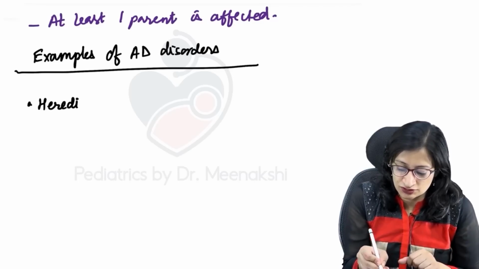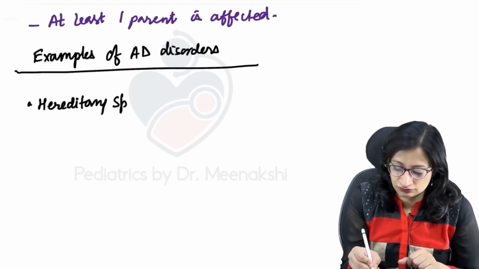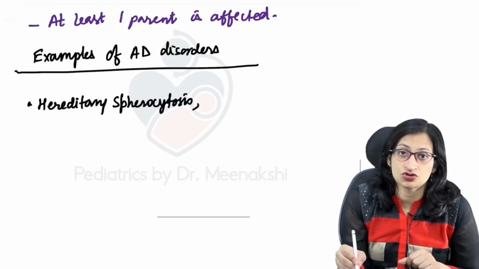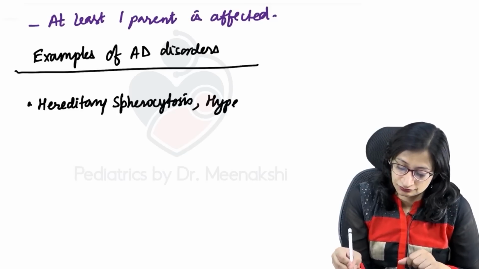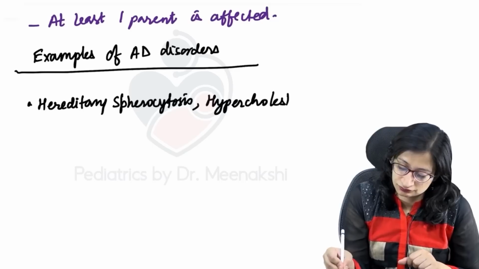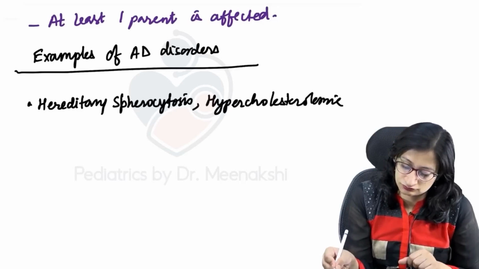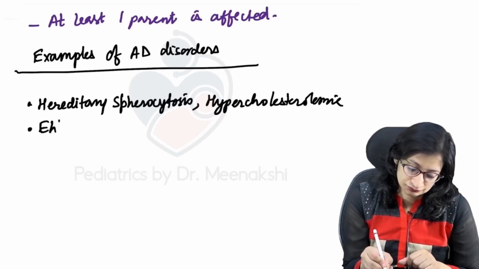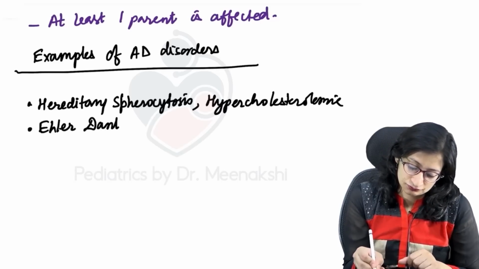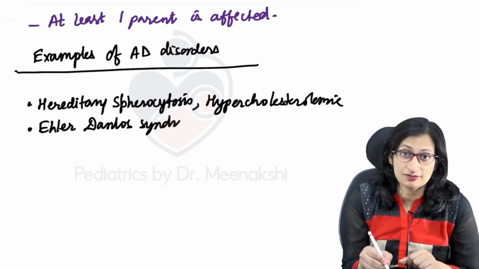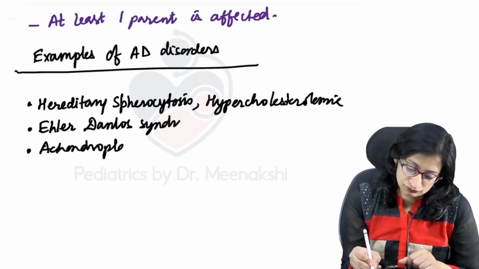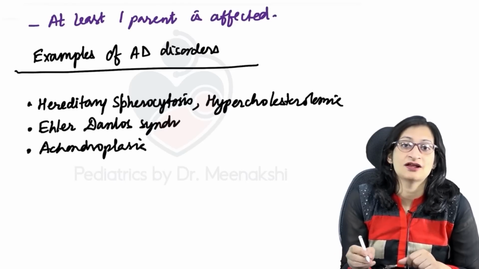hereditary spherocytosis, hypercholesterolemia, Ehlers-Danlos syndrome, achondroplasia, very important example, von Willebrand disease.